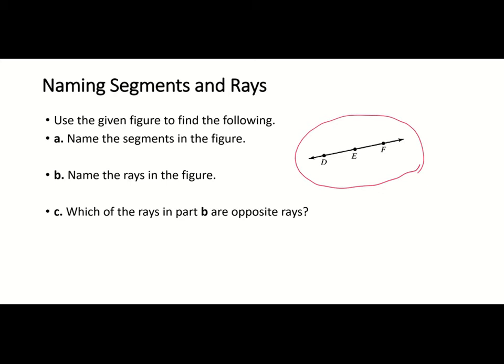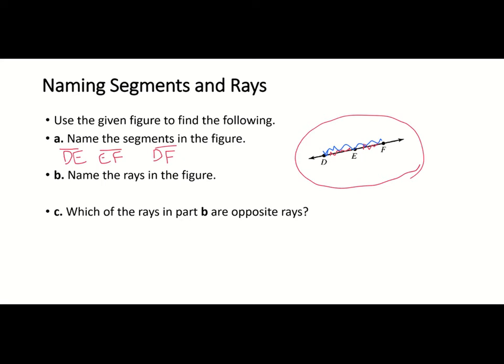All right. So for the segments in the figure, we have segment DE. We have segment EF, or we could have segment DF. So all of those, so here's one, here's another, or we could also call this whole thing a segment. Those are our different segments in the figure.